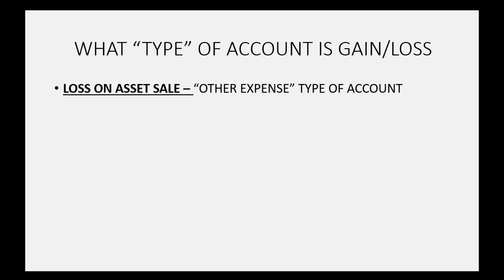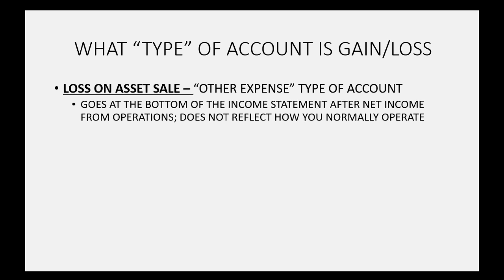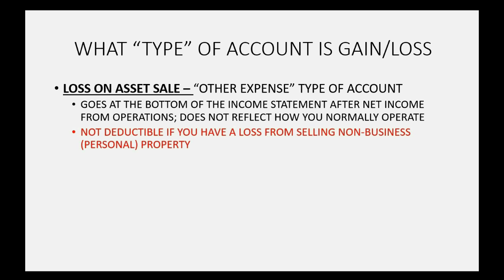However, a loss on the sale of an asset would go in the chart of accounts as an other expense type of account. It goes at the bottom of the income statement after net income from operations because, again, it does not reflect how you normally operate. You're not in the business of selling your personal assets. Please note, a loss on a sale of a personal asset that you're not using for business is not deductible. It is not deductible if you have a loss on selling personal non-business property.